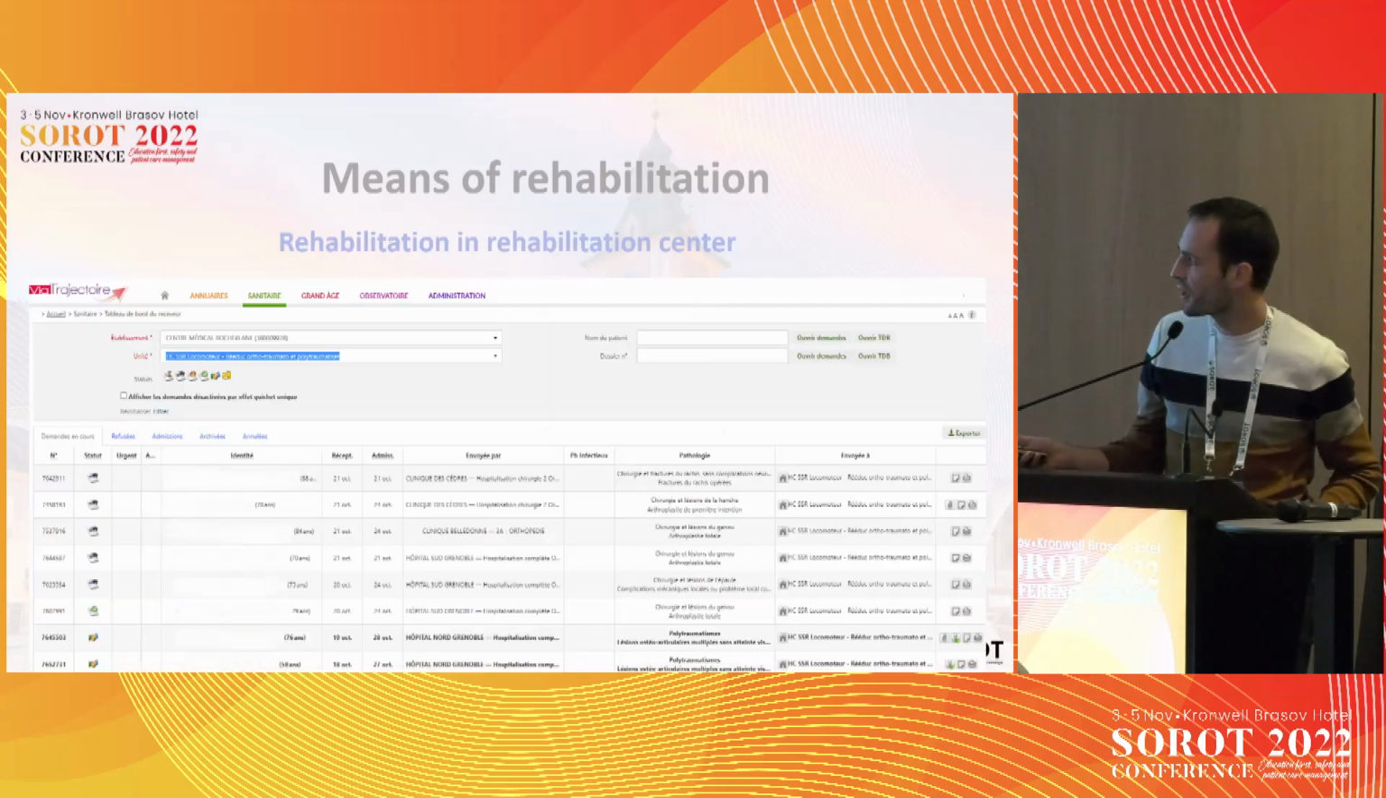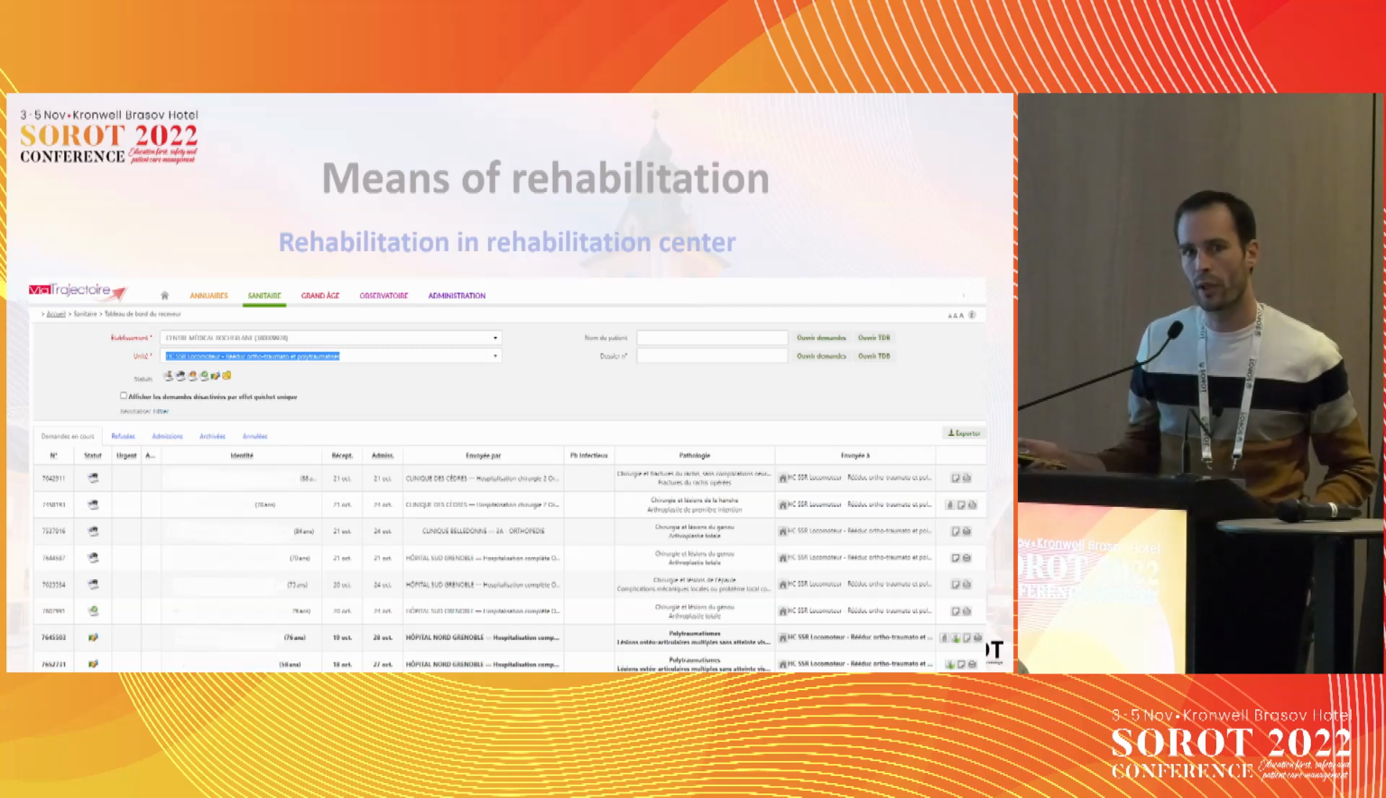For the physician rehabilitation, we have this page. Here we have the name of the patient, the age, the unit that made the request, and the disease. And when you click on the patient, you have the treatment, the past history, the independence, and where they live. With all this information, you can select the patient, and we can see which patient needs rehabilitation in the center and which patient needs rehabilitation with an ambulatory physiotherapist.